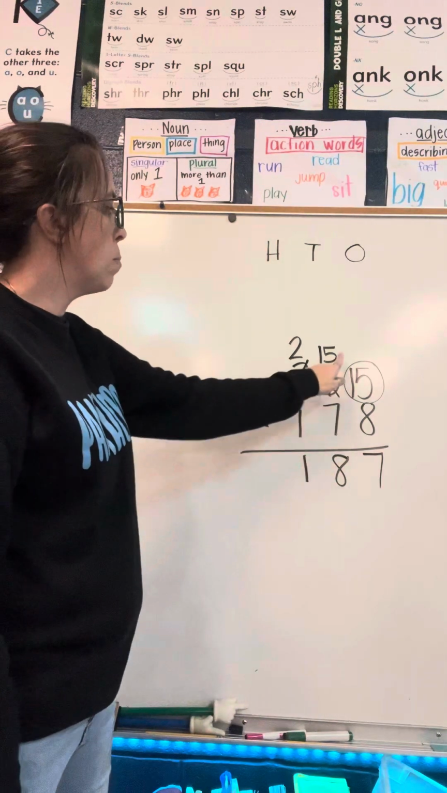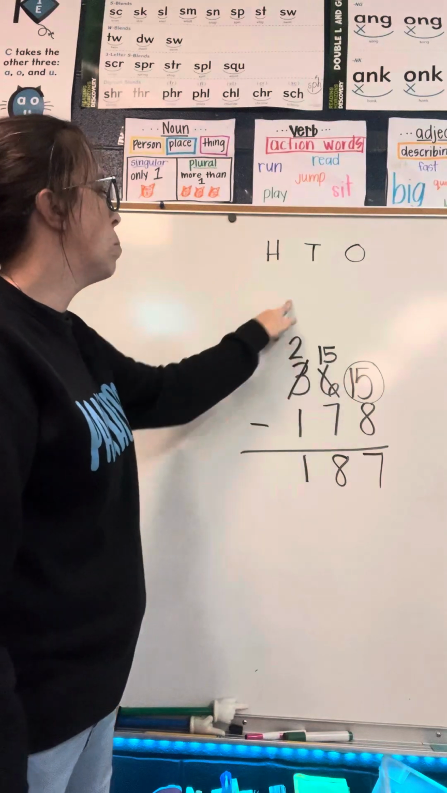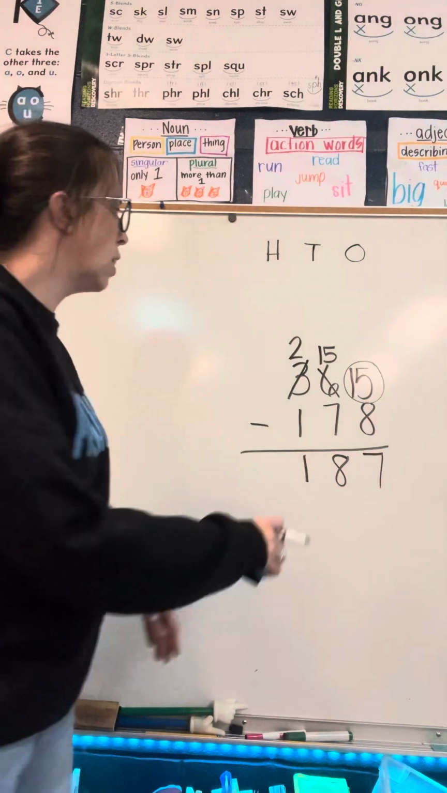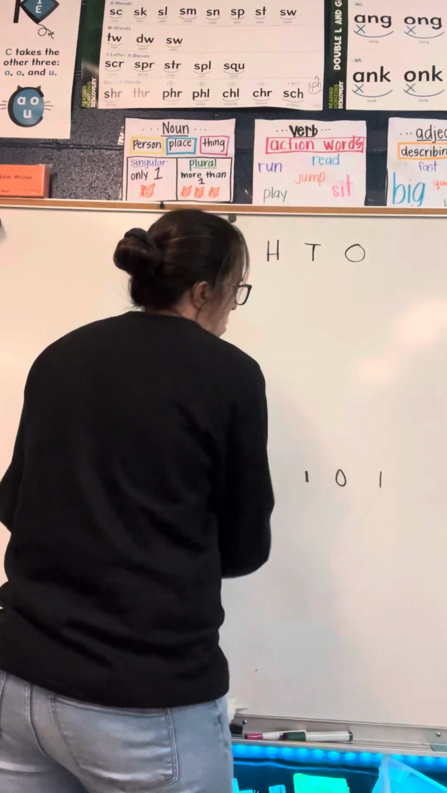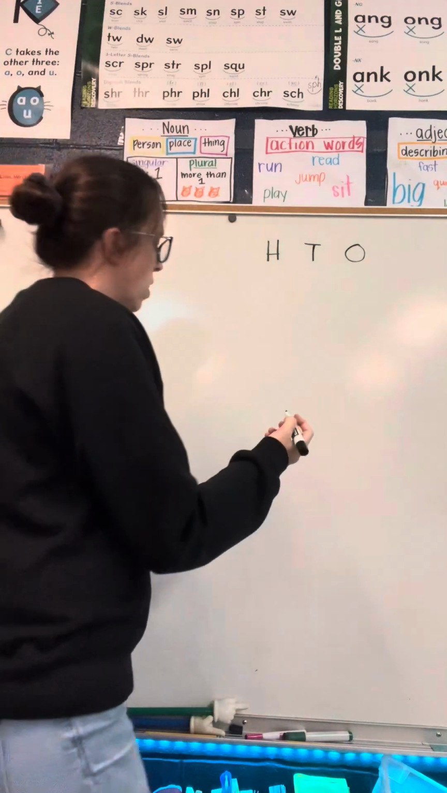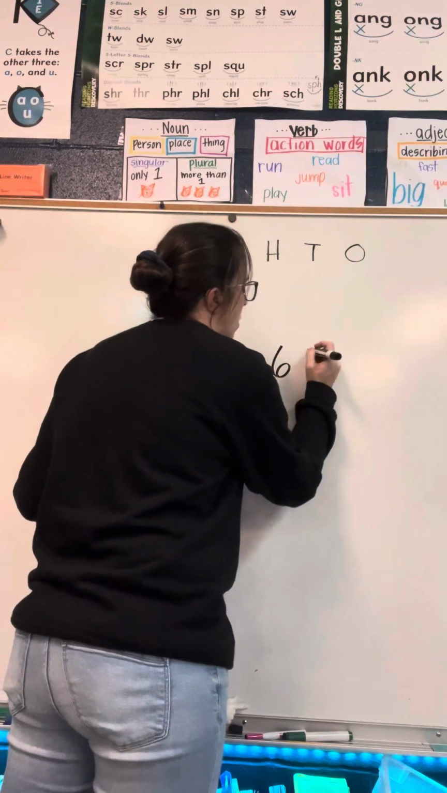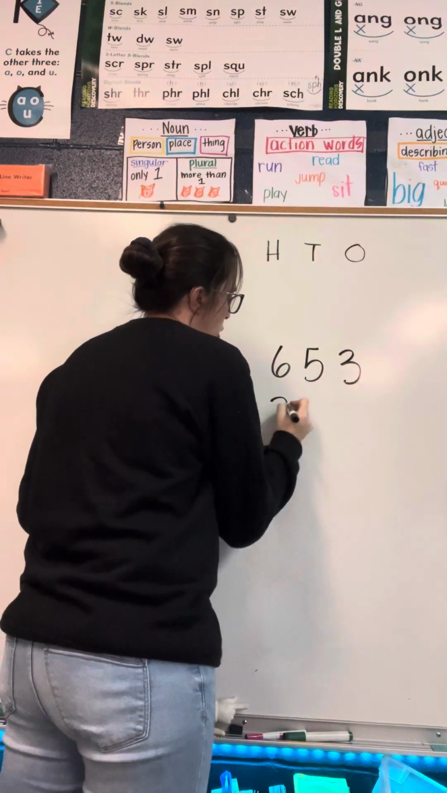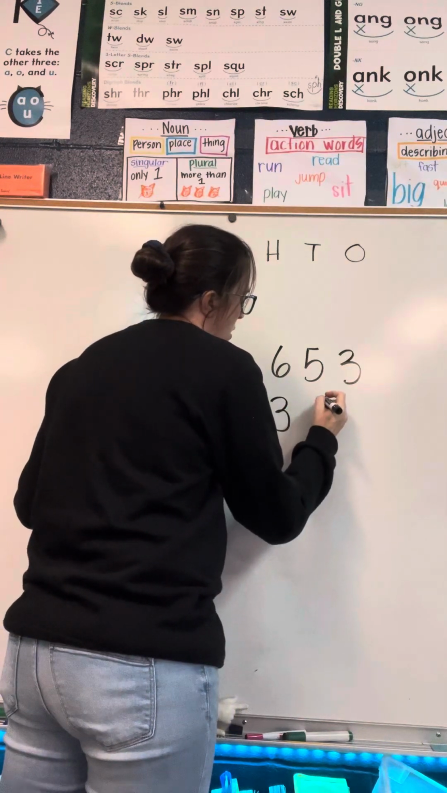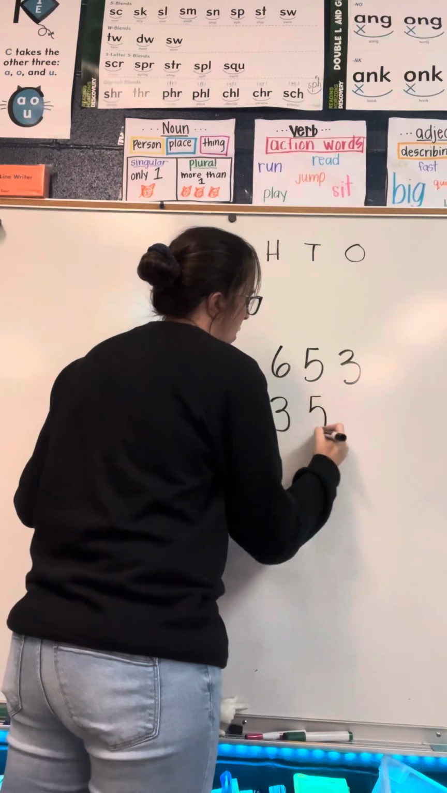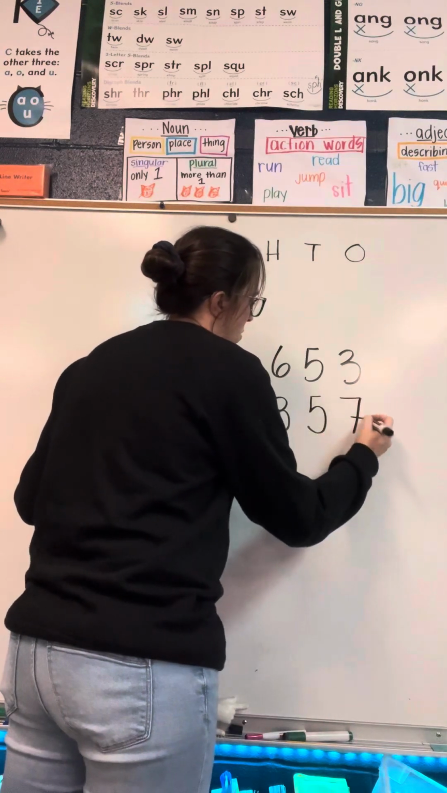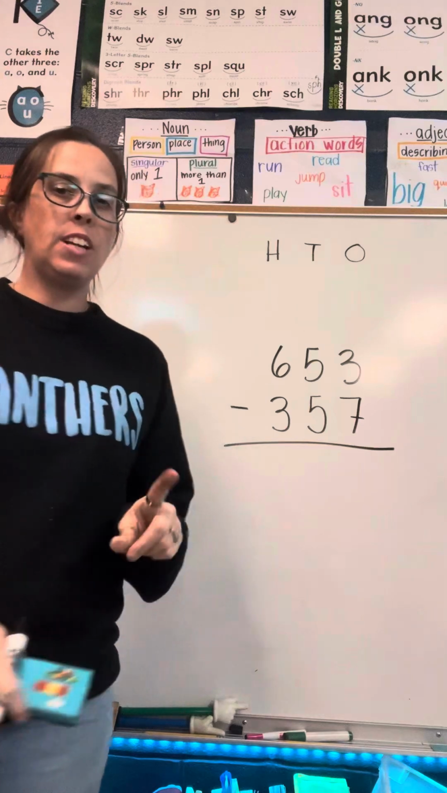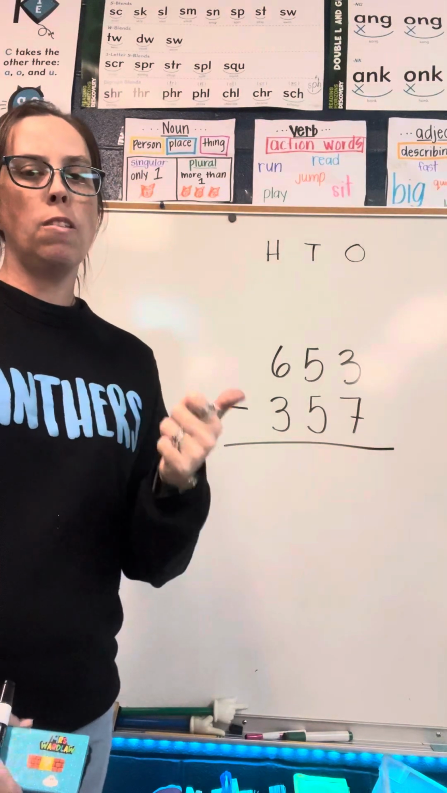But notice how we had to borrow from this one. Then we also had to borrow from this one. So let's do a couple more where you have to double borrow. All right, let's do 653 minus 357. All right, pause the video, write the problem, solve the problem.